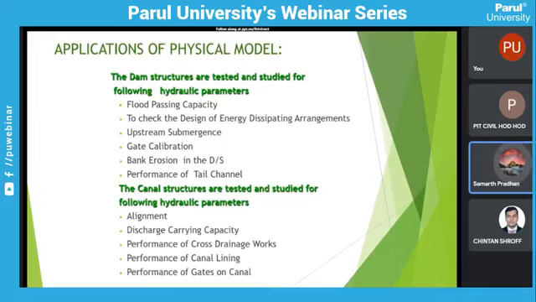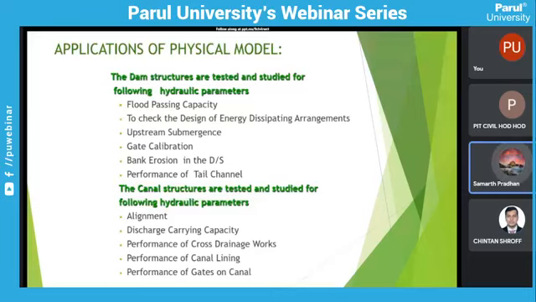Then upstream submergence. Whatever structure is designed in the river, we are obstructing the river flow. So what will be the submergence? Whatever is calculated is on the basis of your equations, but whether the actual design is okay or not, the spread of water on the upstream of the structure can be studied on the model.